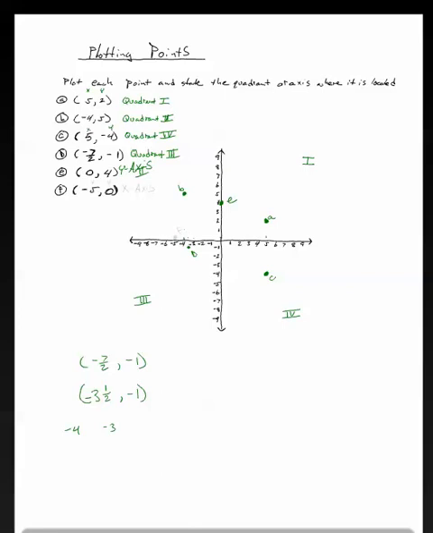Similarly for F, where it says -5, 0, this is the x point and this is the y. So we go over to x is -5, but since y is 0, we don't go up or down from there. It's right on the x-axis. That's F. So this is on the x-axis. And that's it.